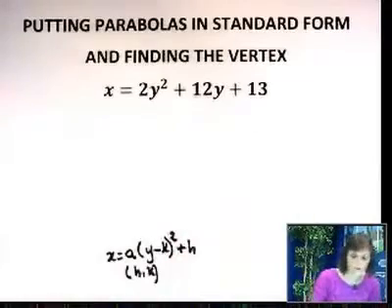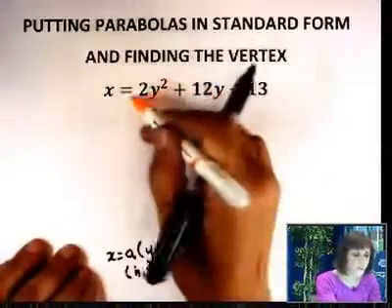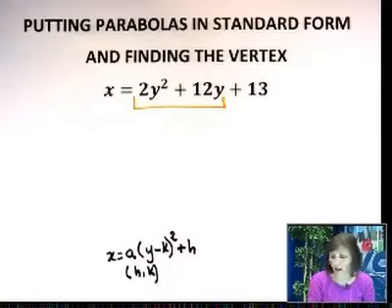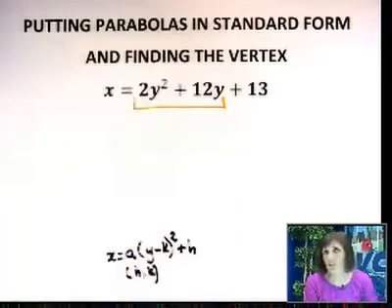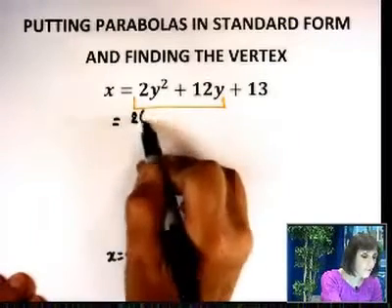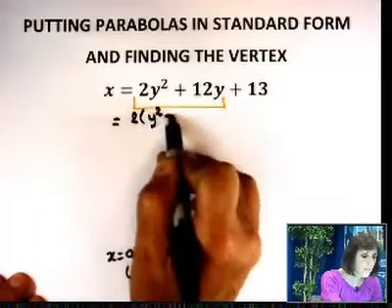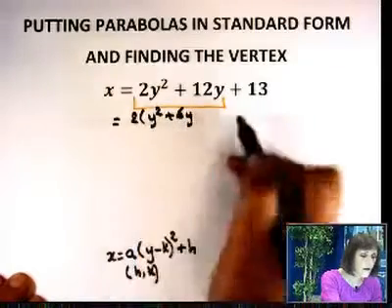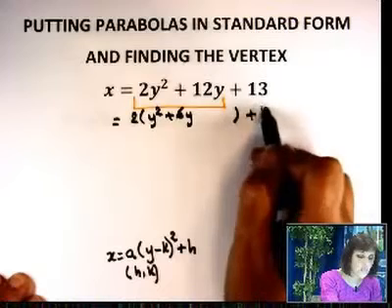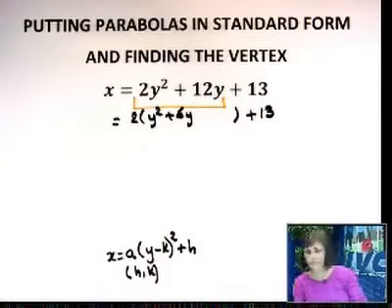But here, what do I do? So you're going to look at the terms that have y in them, and you are going to factor out the coefficient in front of y squared. 2 y squared plus 6y. I will leave a little space, plus 13. All right?